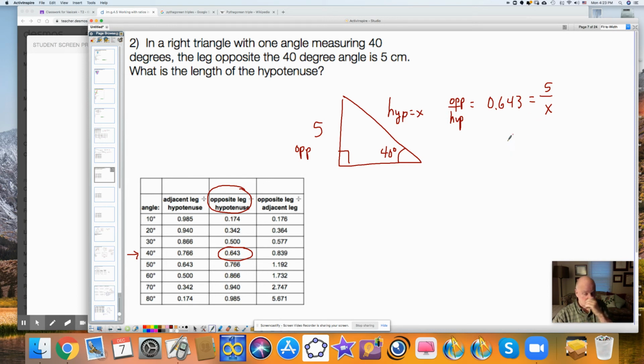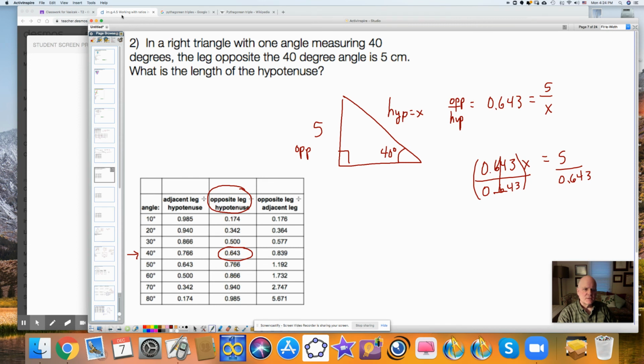Now to solve this, I will cross multiply. I get 0.643x is equal to 5 times 1. So I divide both sides by 0.643. This is like a giant 1. So I get x is equal to this value. And you can calculate that.